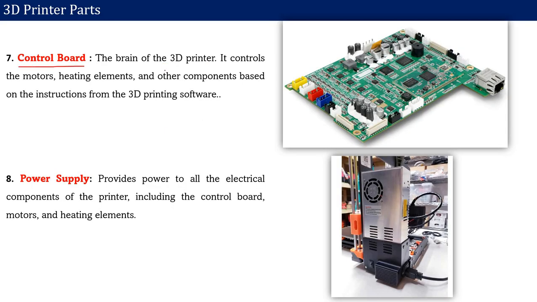Then we have the control board. This is the brain of the computer. It controls the motor, heating element, and other components based on the instructions from the 3D printing software. We have the power supply. It provides power to all the electrical components of the printer, including the control board, motors, and the heating elements.